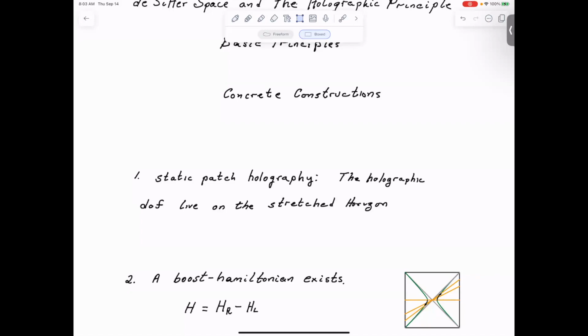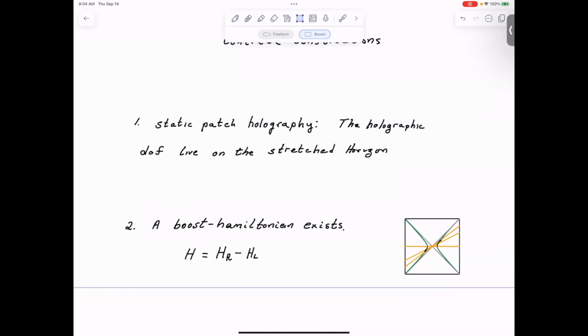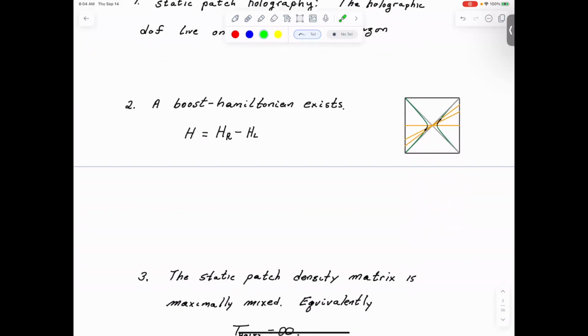Number two, a boost Hamiltonian exists. We talked about this last time. And you can think of it as the right side Hamiltonian minus the left side Hamiltonian, but you have to be careful. The right side and the left side Hamiltonian individually are somewhat singular. It's safest to think about the difference between the two of them, where the singularities cancel. So a boost Hamiltonian exists for the purpose of dynamics.